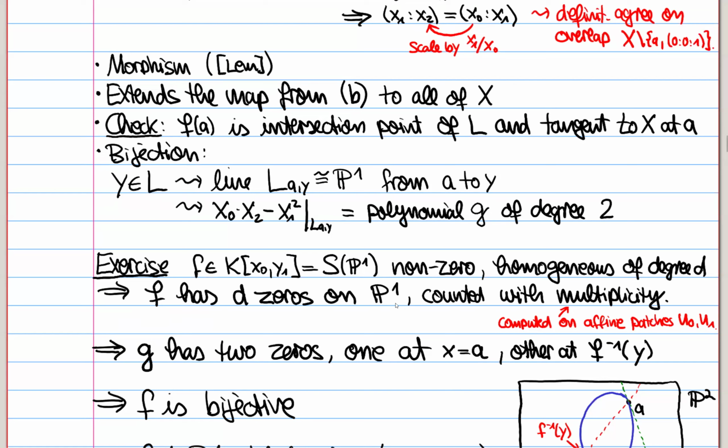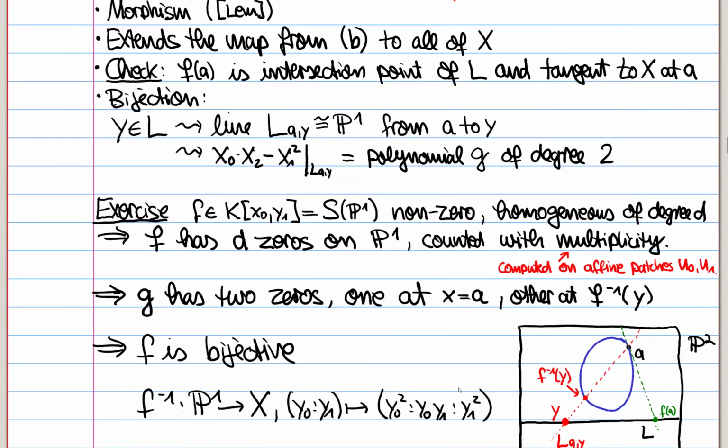And then if you cover P1 by the two usual affine patches, you can use this recipe to compute the multiplicity of a zero. So taking a step back, what are we doing? We have a polynomial homogeneous of degree 2 on this P1, and then the exercise tells us it should have two zeros counted with multiplicity. One of them is always x equals a, right? Because a satisfies this equation. It lies in this line. So this is always one solution.